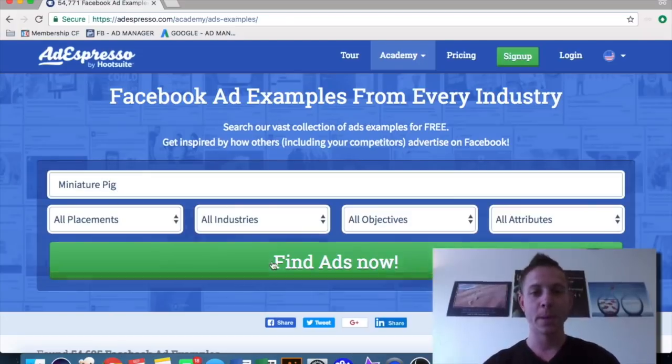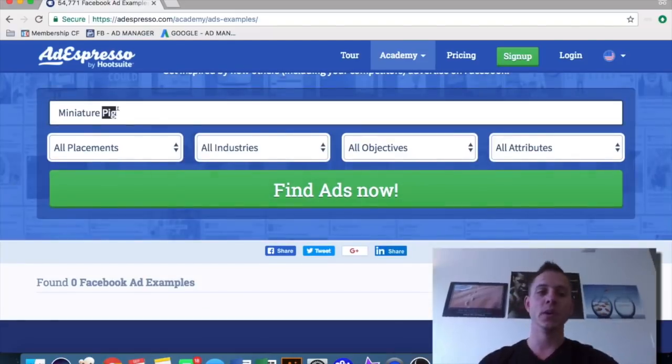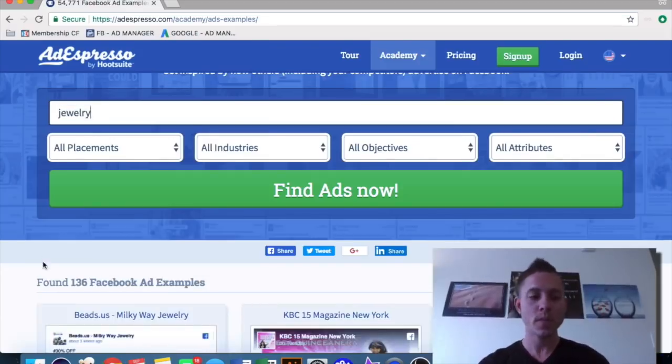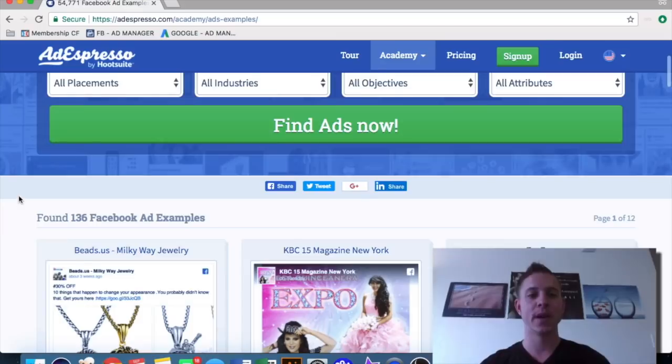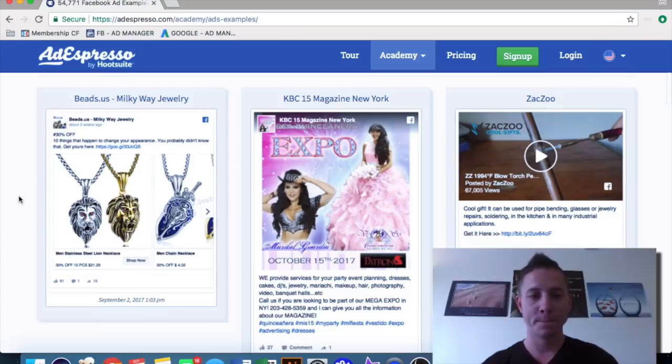So miniature pig, I'd be pretty surprised if they have anything here. Yeah, they don't. But depending on what it is, let's say it's jewelry. Now we see 136 Facebook ad examples. It's important to note here that I like to use these because it's very difficult to create an ad completely from scratch, right? You want to look at things that other people are doing.